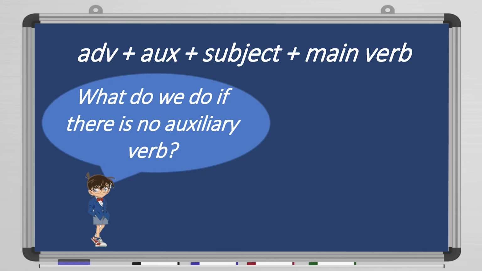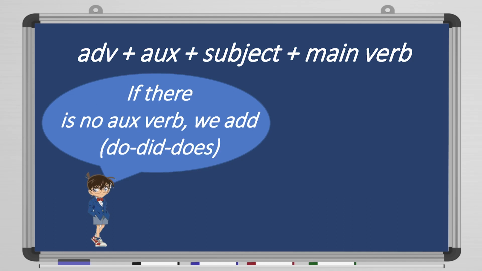Now, what do you do when there is no auxiliary verb? This is a very important question. If there's no auxiliary verb in the sentence, but the equation has an auxiliary verb, let me tell you what you do. You simply add one. You add either do, did, or does. And how do you choose it? You choose it based on the verb in the sentence.